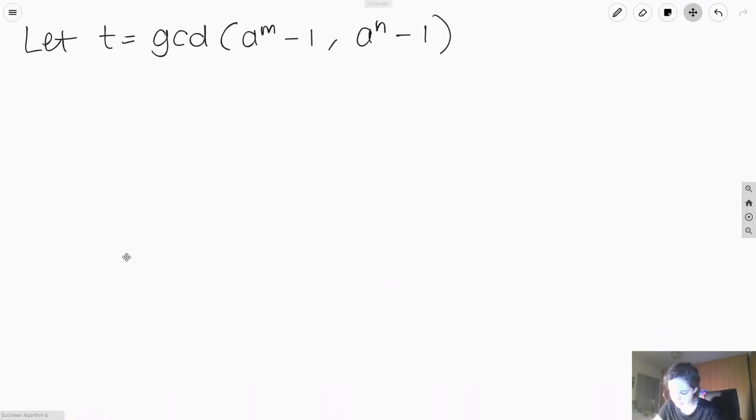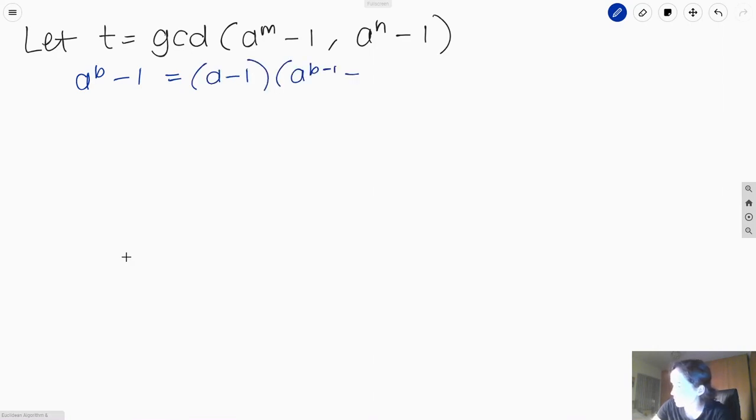From this we say that, using the same idea as before, a^b minus 1 is going to be (a minus 1) times (a^(b-1) plus a^(b-2), on and on, plus a plus 1). So we apply this again and we say a^(mx) minus 1 will be equal to (a^m)^x minus 1.